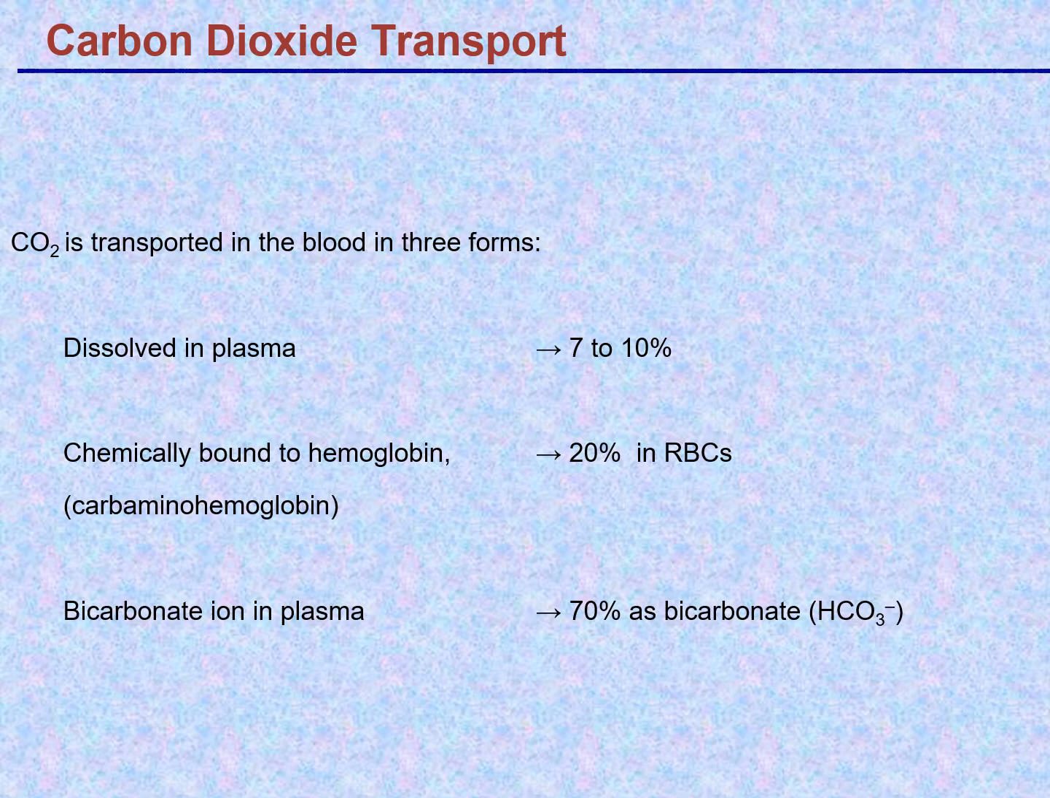A small amount is dissolved directly in the plasma. Some is bound to hemoglobin. That's about 20% of it. And when hemoglobin does have CO2 bound to it, it technically can be called carbaminohemoglobin. But the vast majority of it is converted into the form of bicarbonate and is transported in the plasma. So 70% of it is converted into bicarbonate and gets transported in the plasma.